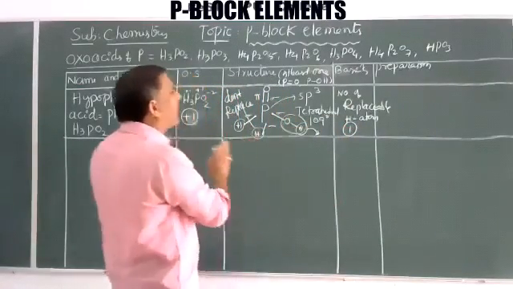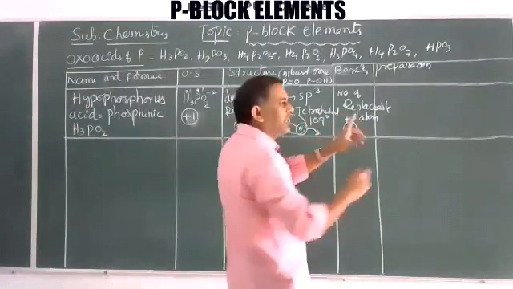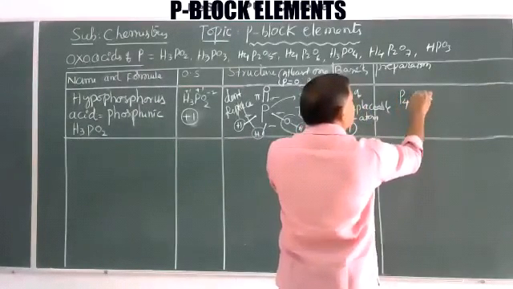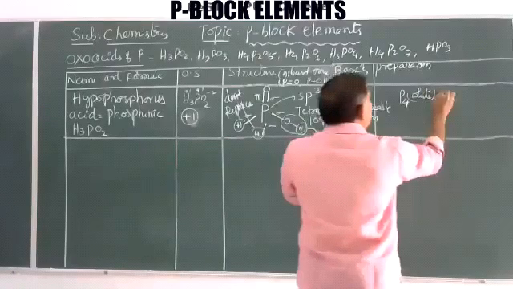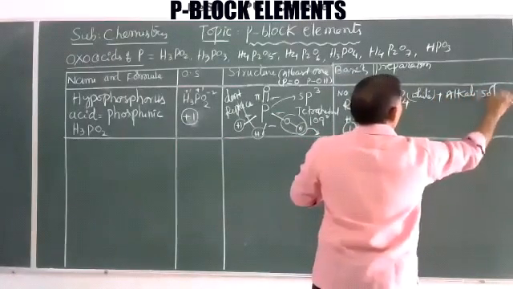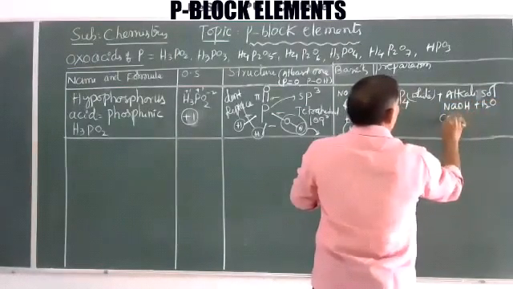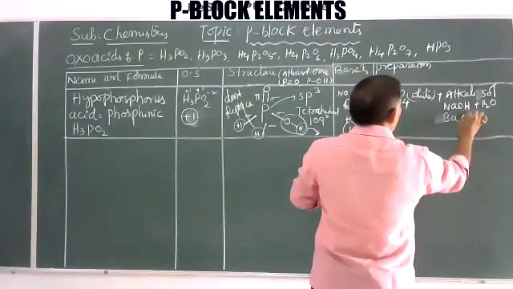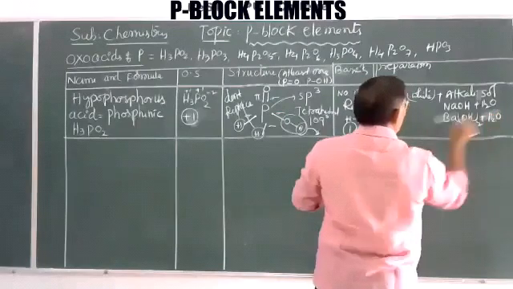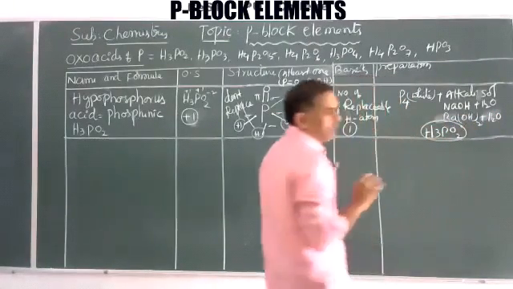Then how to prepare this hypophosphorus acid? Nothing but balancing reactions, no need. Directly we can use the components here: white phosphorus. This is the white phosphorus, reacted with alkali solution. Alkali solution means we can use a basic solution, NaOH plus water, or Ba(OH)2, barium hydroxide, plus water. Then we'll get the corresponding H3PO2. That is the preparation method, balancing not needed.